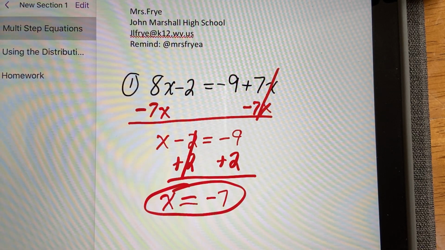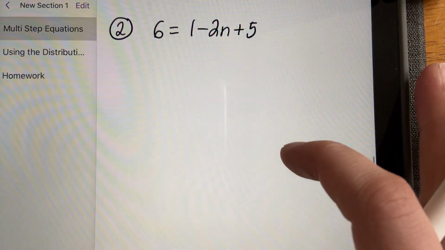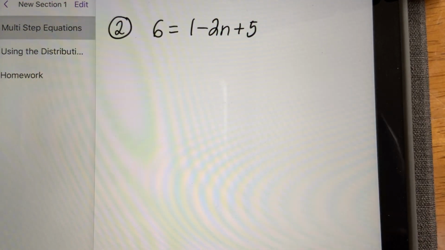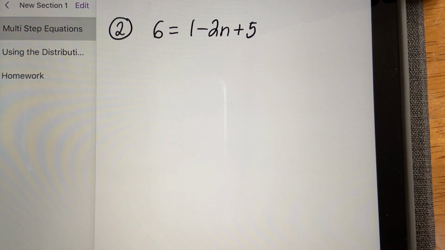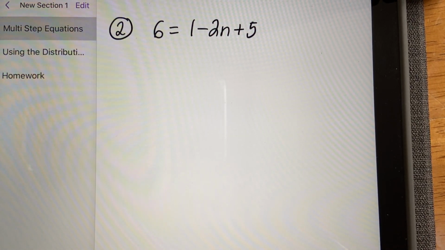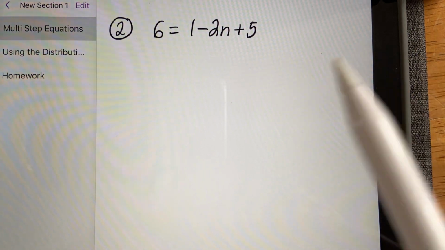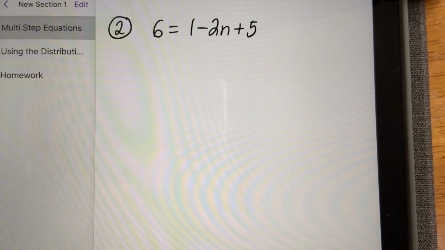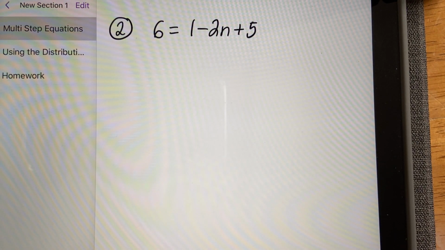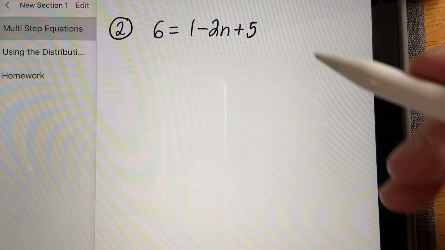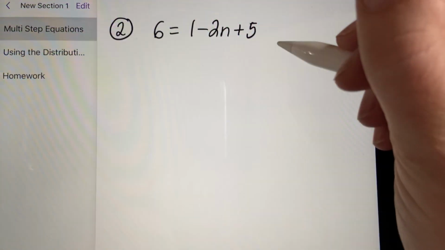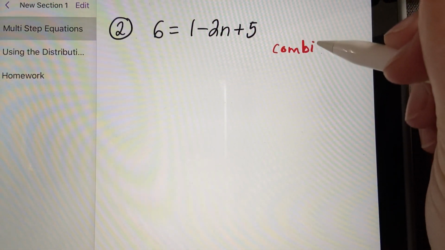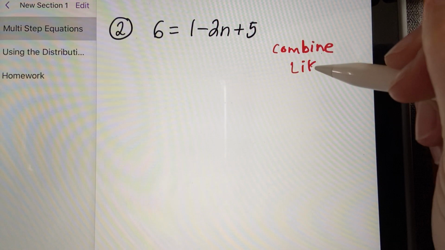The second example I have prepared has only one variable, but it's on the right-hand side of the equation, which we're not used to. And I also notice on the right-hand side of the equation that I have 2 different numbers, 1 and 5. So the first thing you want to do is combine like terms. You've probably heard of that before. Combine like terms.